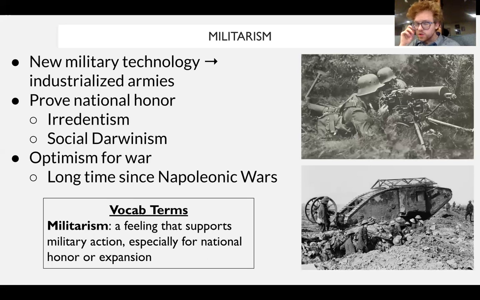And then there's this notion that war isn't all that bad. It's a good thing to prove individual honor. Remember, Europe hasn't had an international war since Napoleon at this point. So there isn't really any generational experience with such a bloody and terrible conflict. So we have this notion of militarism.